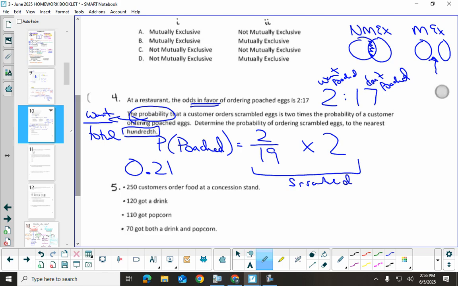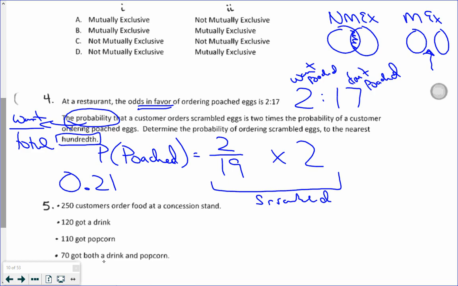Again, a guaranteed question will be a question that involves the word odds and involves the word probability. So they'll either give you the probability and want the odds, or they'll give you the odds and want the probability. It's a guaranteed question.